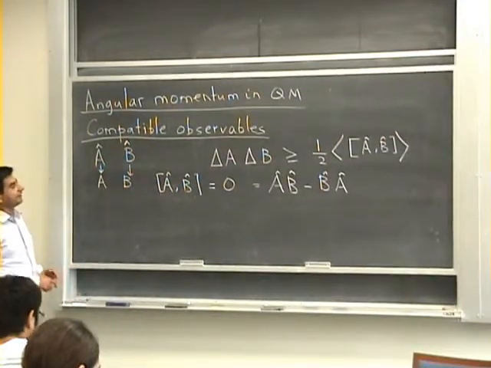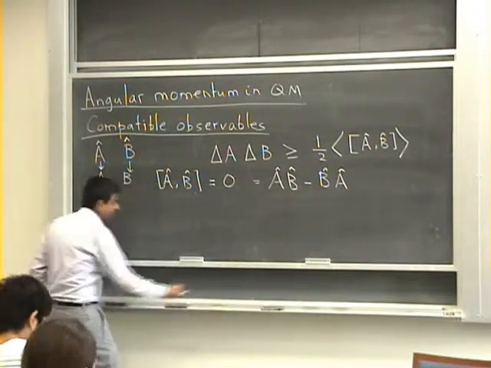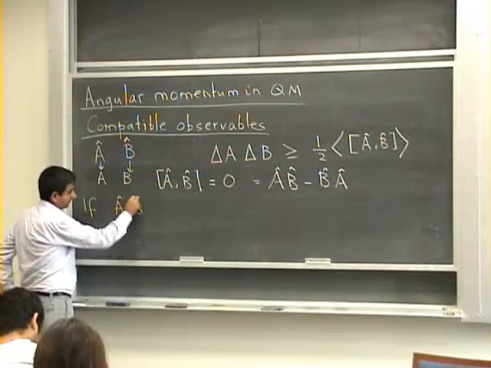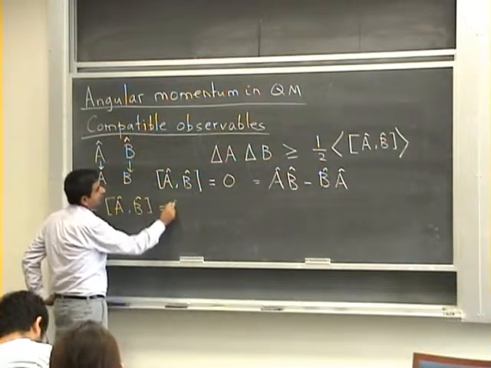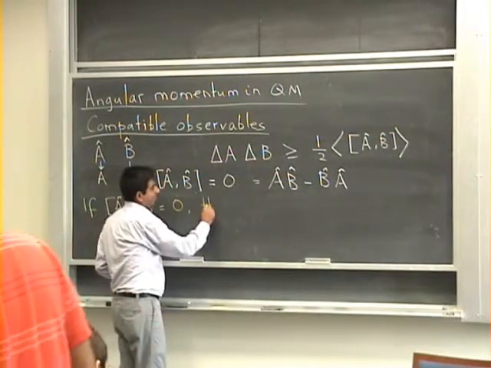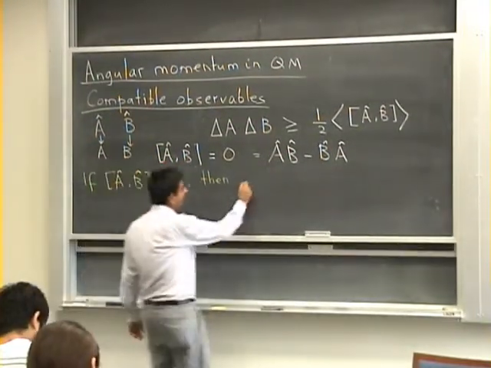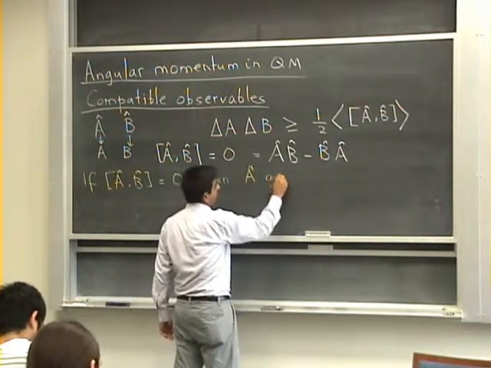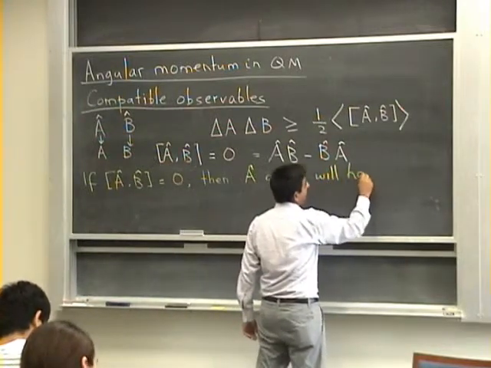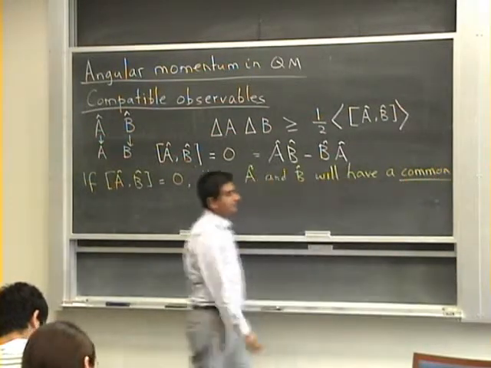Now there's a theorem which I would like to prove now. The theorem states that if A and B commute, and if their commutator is 0, then these Hermitian operators A and B will have a common eigenbasis.